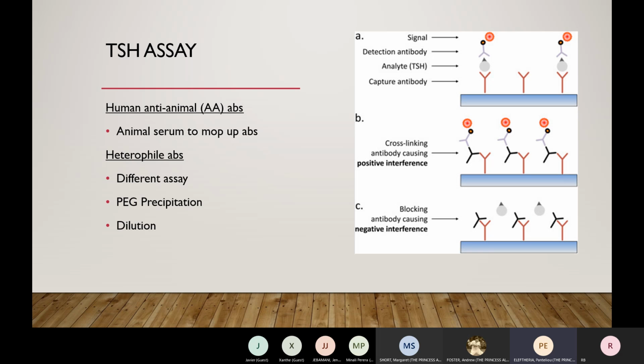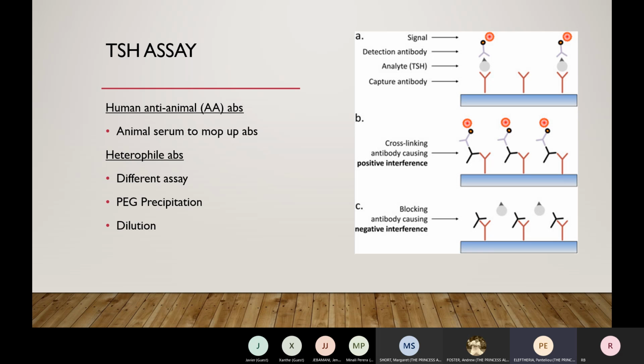Because that was her second time referring to the endocrine clinic, I thought I should exclude a TSH assay interference. These days, we have really clever ways of detecting hormones. One of them is called immunometric, which relies on a sandwich technique. You might remember it from medical school. So the analyte on this occasion, the TSH, needs to be sandwiched between two different antibodies.